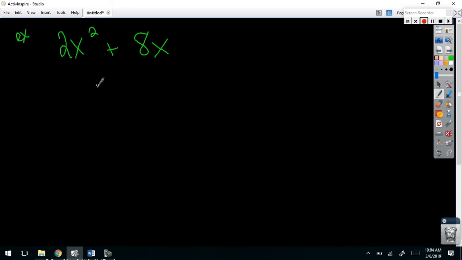Alright, so what is it? 2x. I think it's 2x. That's correct. Why is it not 2x to the second power? The last one only has one x. It doesn't have two of them. All right, so we put the GCF on the outside. What's left? X. Yes. Good job, Shaisha. Listen, if you distribute it back out, it should come back to what you started with. Right? So it'll be 2x times x, plus 8x.